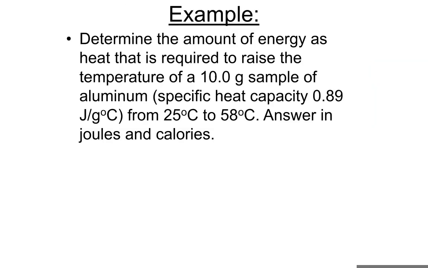So once you want to go here, determine the amount of energy as heat that is required to raise the temperature of 10 grams of aluminum, specific heat capacity 0.89, from 25 to 58 degrees Celsius.